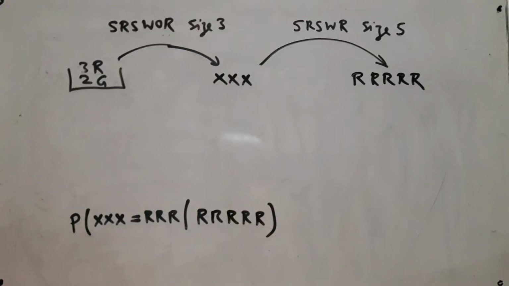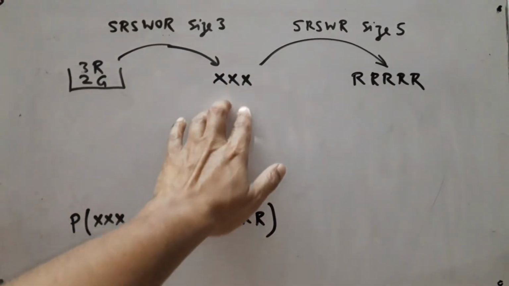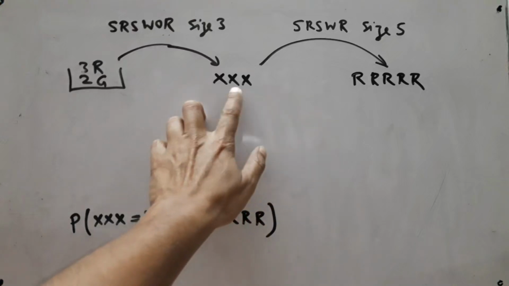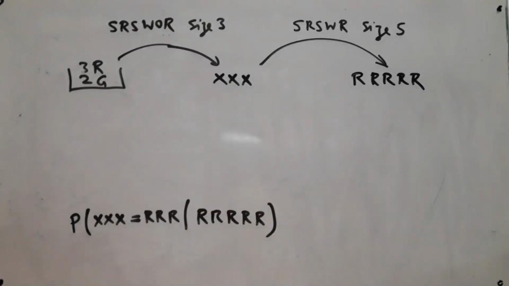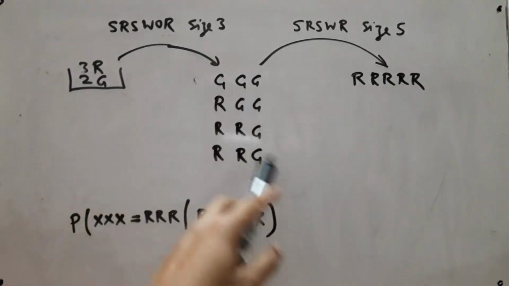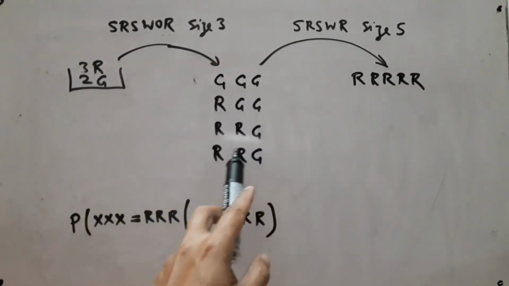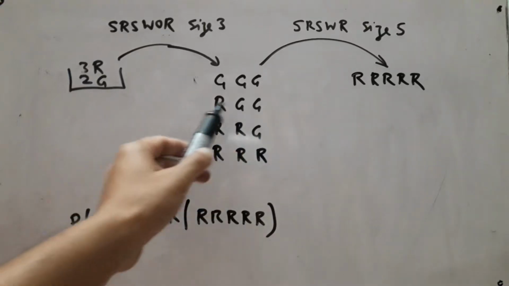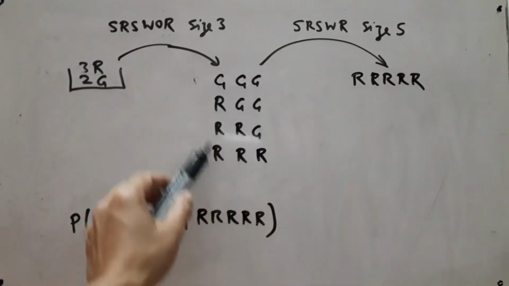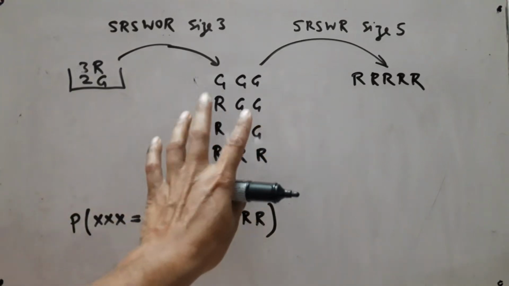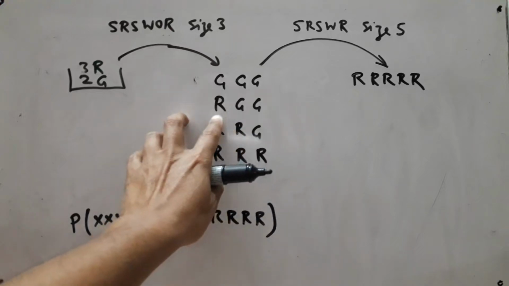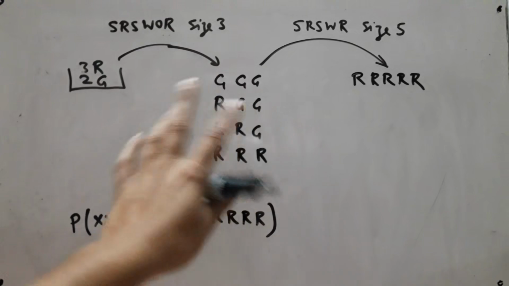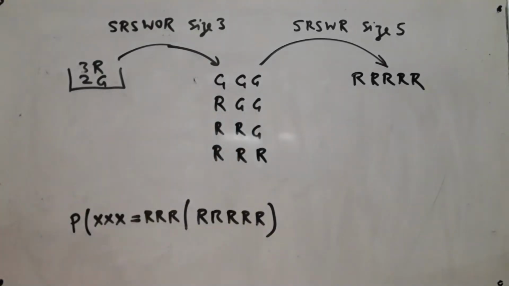Now we already know how to attack this problem. We draw a tree-like diagram where we list all the possibilities that can be for these 3 X's. It could be all green, 1 red and 2 green, 2 red and 1 green, or all of them are red. Now you might be wondering why I am not writing the orderings. The ordering here is not important. I am just writing down the composition. So 1 red and 2 green. Whether the red comes first or the red comes next, I am not distinguishing between them.